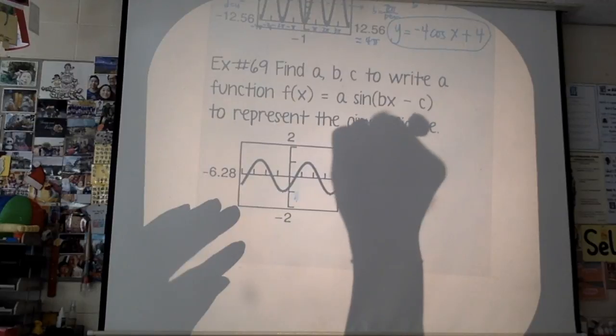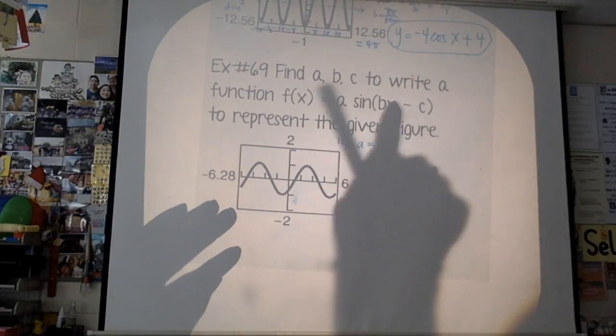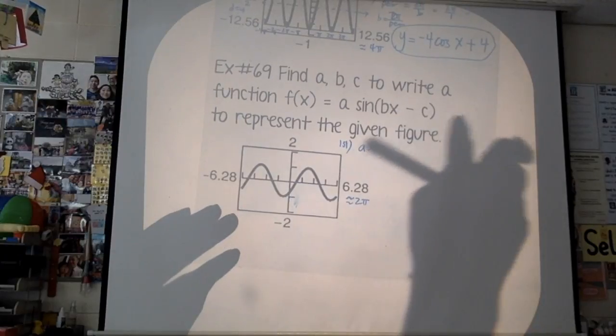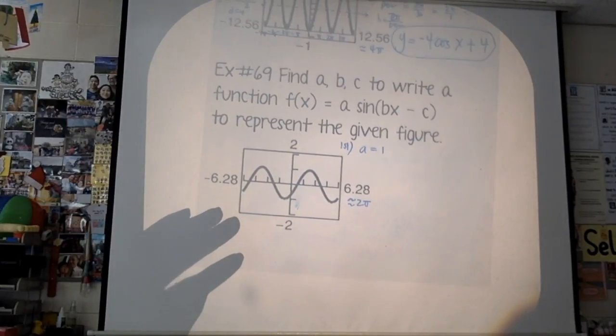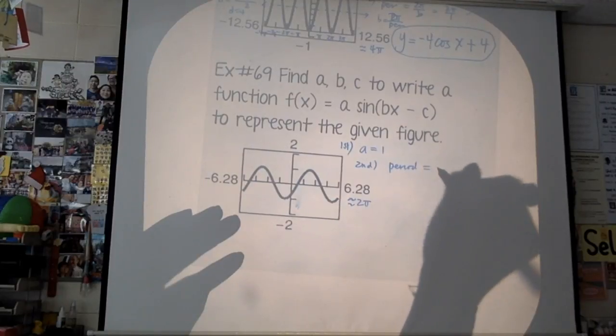So A, first step is always the amplitude. Is the amplitude just 1? Because there was no phase shift. I'm giving you this, right? There's no D here that I added, so the amplitude is 1. Second, let's do period. And period is 2 pi.